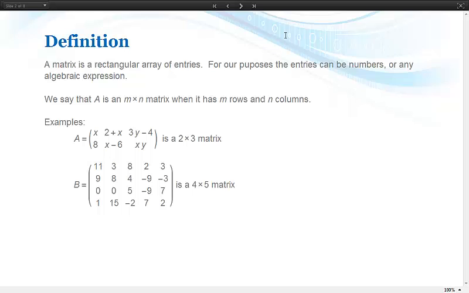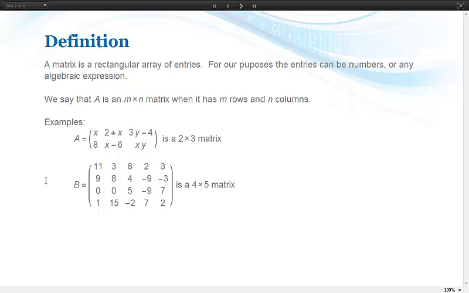So here's the definition. A matrix is a rectangular array of entries. Usually the entries are numbers, but they can be very general mathematical entities. But for our purposes in this class, the entries will either be numbers or an algebraic expression representing a number or a possible set of numbers. We say that the matrix A has dimensions m by n when it has m rows and n columns. And everything in matrices goes row, column, RC, when we use a pair of numbers to refer to a matrix.